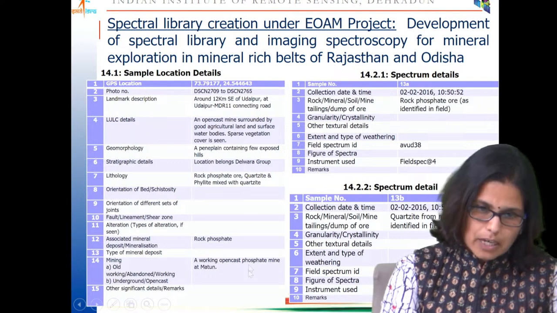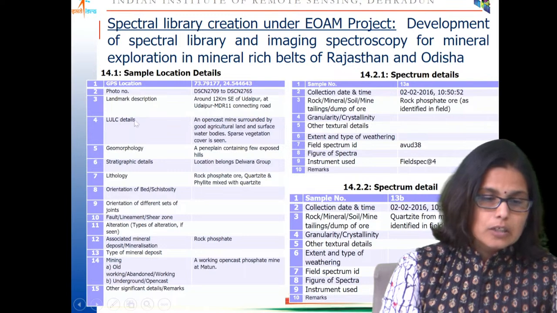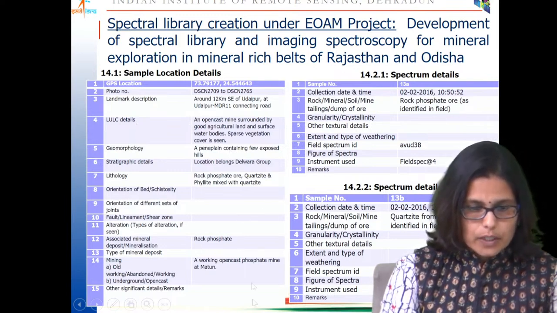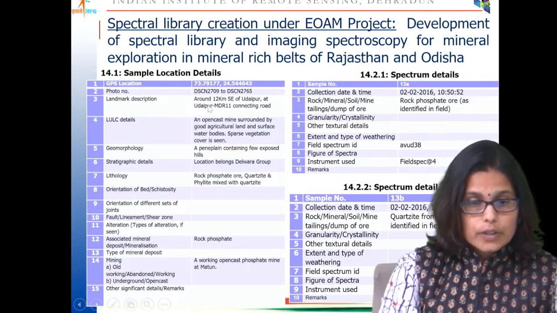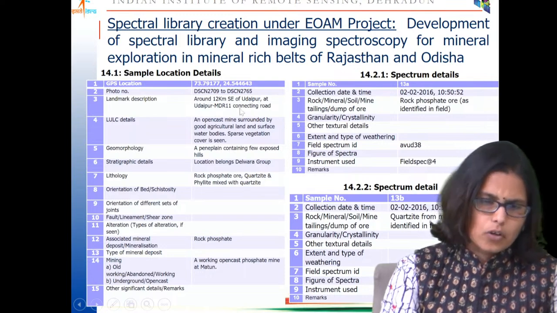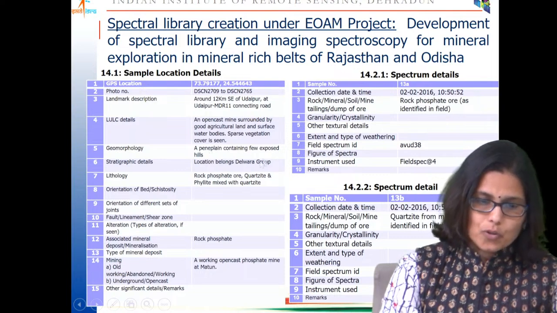So these are the parameters I have marked at the sample location, because these are the location details. Okay, so the landmark description is for the Mattoon area, Mattoon mine, for the rock phosphate. I have shown you the picture previously. It is around 12 kilometers southeast of Udaipur, on the connecting road. It is an open cast mine, and there are a few exposed hills.